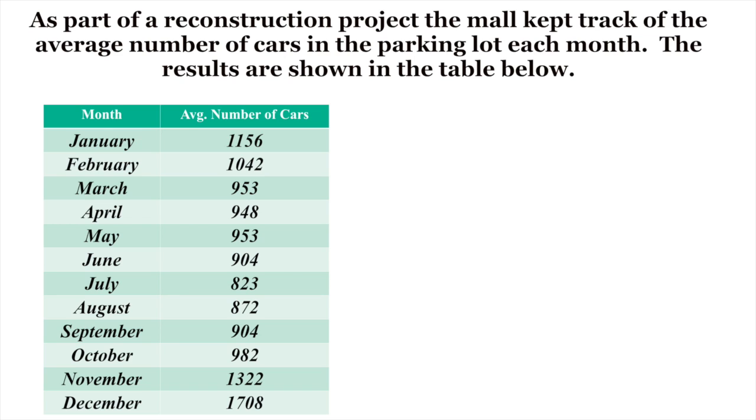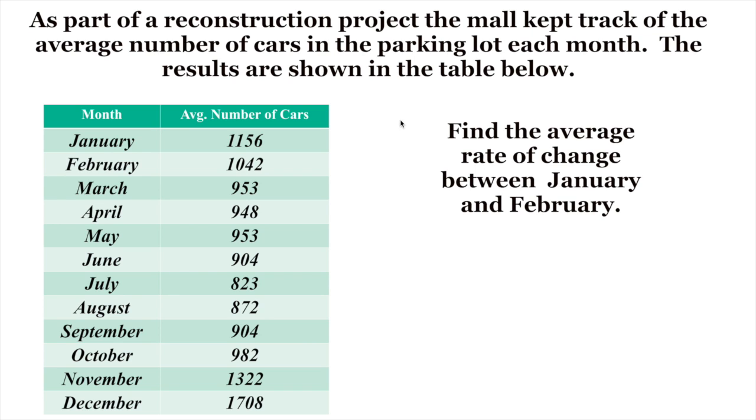Okay, so on this one, we keep track of this. This is at a mall. They're keeping track of the number of cars that park in the parking lot on a particular day, what the average is. What we're asked to do here is find the average rate of change between January and February. So what you want to do here is write it down as an ordered pair. January would be 1, February would be 2, March would be 3, all the way down. So you go 1, 1156, 2, 1042. And so I want you to calculate the rate of change between January and February. Go ahead and push pause now. After you've obtained your answer, come back and push play.